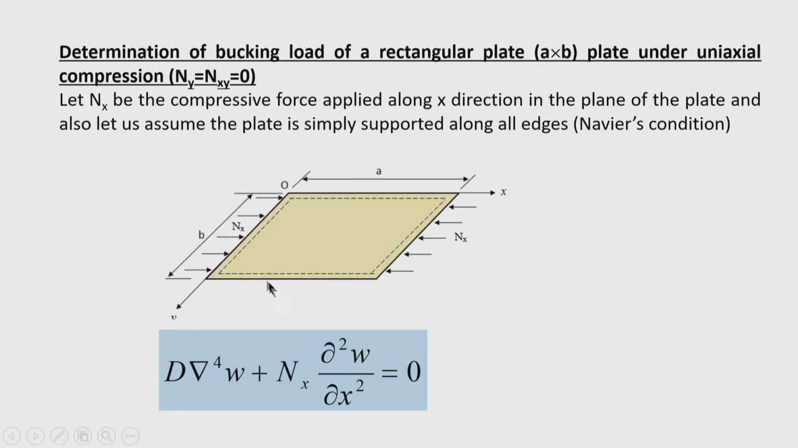So, the differential equation of the plate now becomes D del 4 w plus N x del square w by del x square equal to 0. Now, N x is a uniform compression along the edge, and you can see this is taken as a constant. It is not a function of the space variables x and y.